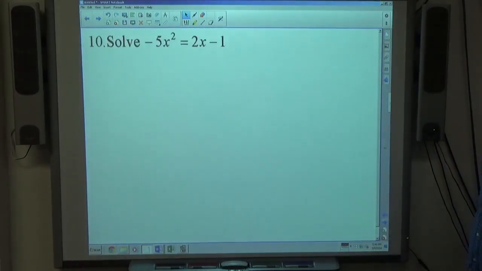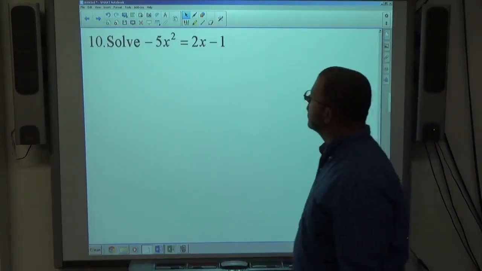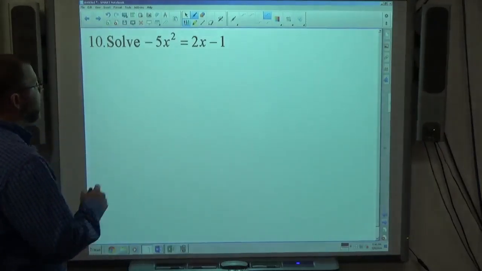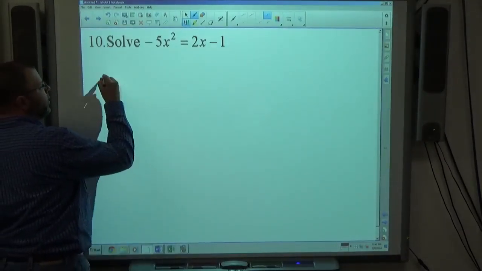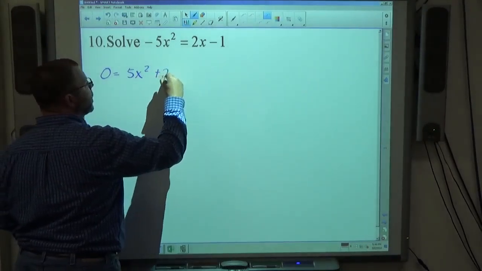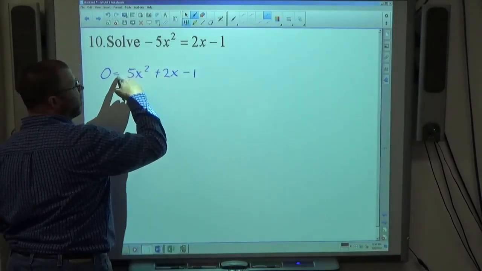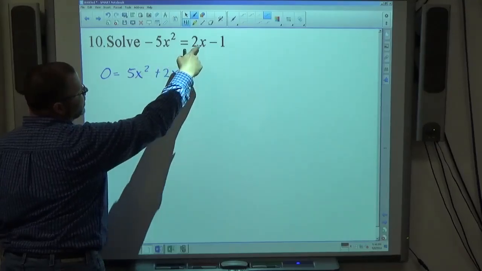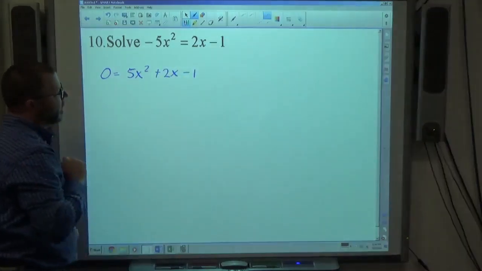Number 10, solve negative 5x squared equals 2x minus 1. First thing I do is move the 5x squared to the right, so I get 0 equals 5x squared plus 2x minus 1. 5x squared moves, it became positive. 2x stayed positive. 1 stayed negative.